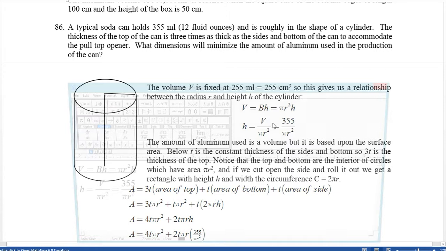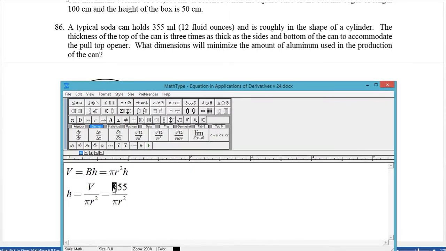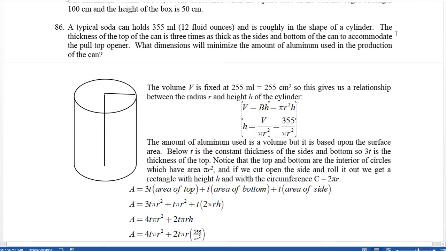Oh man, I hope I didn't mess this up. 255. Is it 255 or 355? Okay, so I picked up a can and looked at it. It's actually 355 milliliters, so it was right in the original problem. It's right actually all the way through. I had the wrong thing right here, so that's good news.